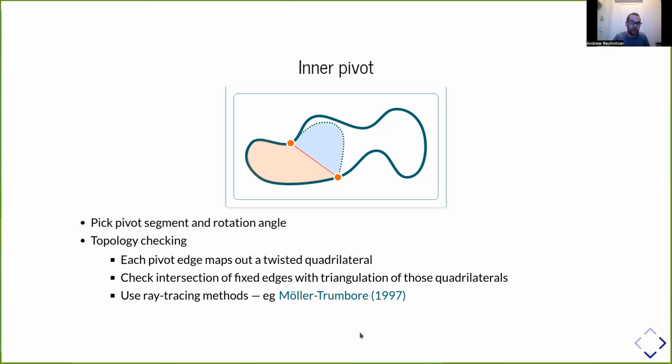And in particular, I'm using a very standard technique from ray tracing, the Möller-Trumbore algorithm for detecting the intersection between a line segment and a triangle. Okay, so there are some very standard bits of ray tracing that you might use here.